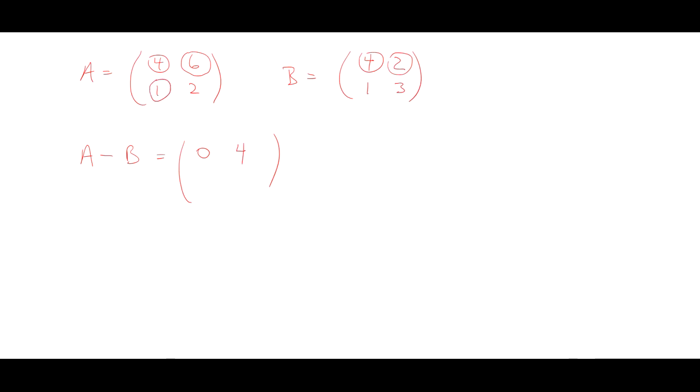Then we're going to take 1, subtract 1. I'm going to get 0. And then 2 minus 3 will give me minus 1, right? So in terms of what I just did, it's 4 minus 4 gives me 0. 6 minus 2 will give me 4. 1 minus 1 will give me 0. And 2 minus 3 will be minus 1, right? So that is subtraction. Let me give you one more example.